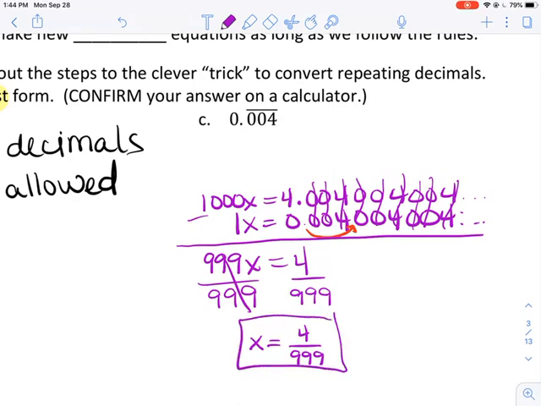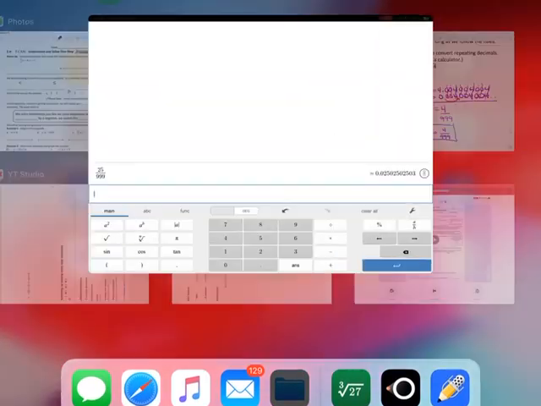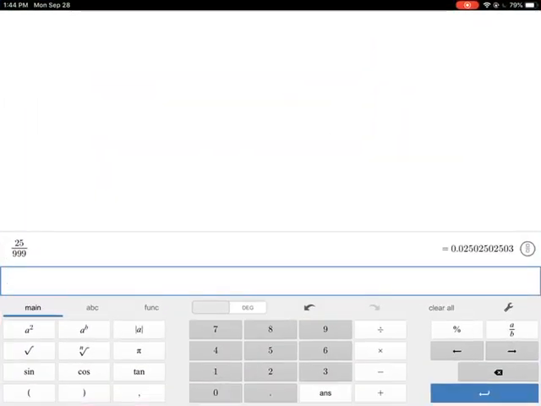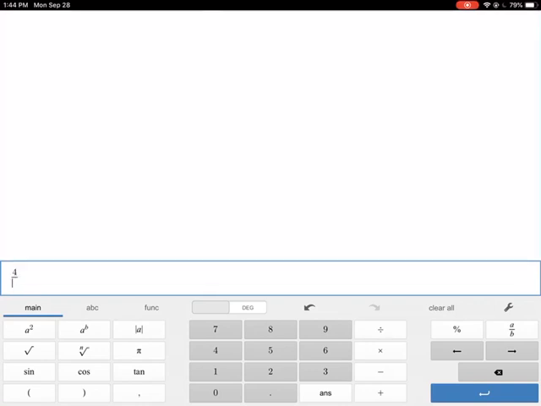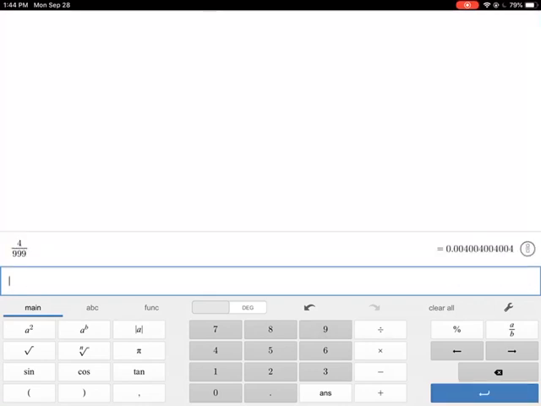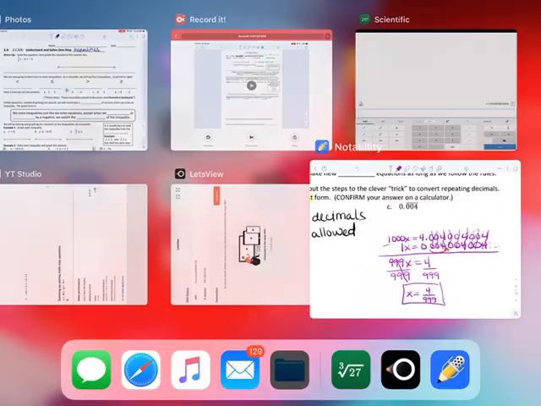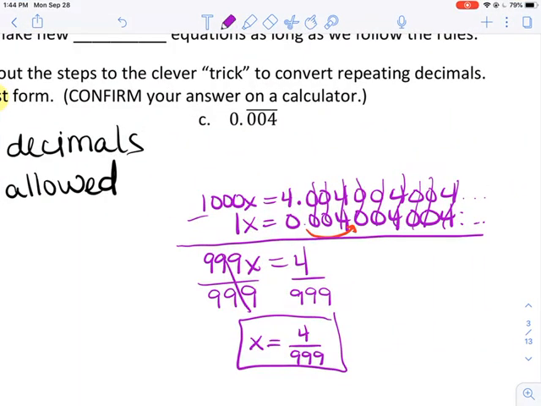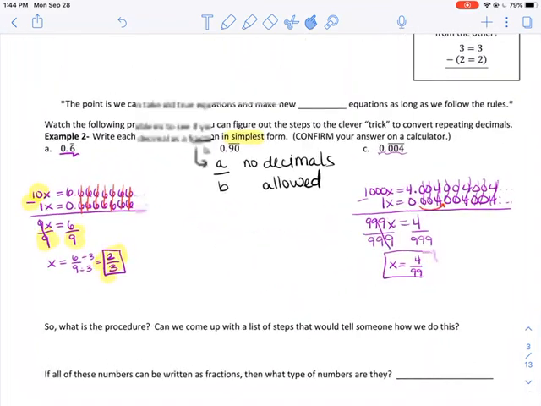We could check our answer by actually entering it into a calculator, so I'm going to go ahead and do that over here. I get 4 divided by 999. And hey, look, 0.004004. Beautiful. I got the original number. So I would invite you to write your own steps for how to do this, because that's the best way to learn.